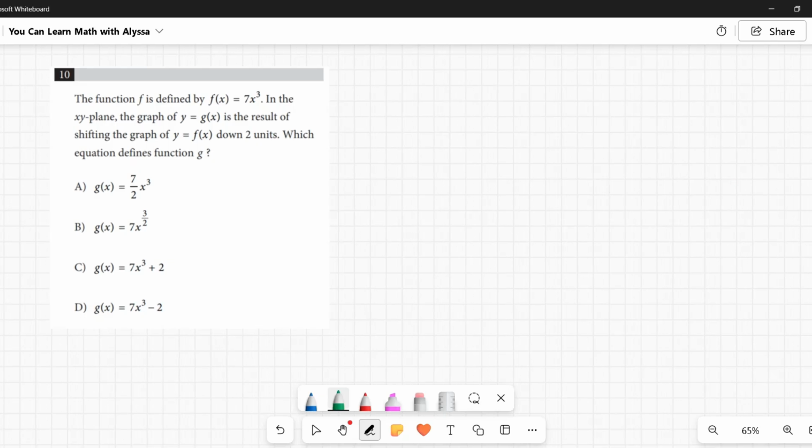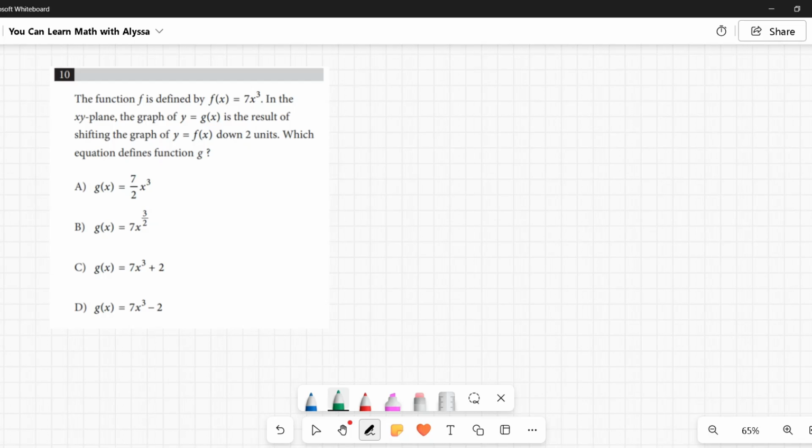Number 10. The function f is defined by f of x equals 7x cubed. In the xy plane, the graph of y equals g of x is the result of shifting the graph of y equals f of x down 2 units. Which equation defines function g?